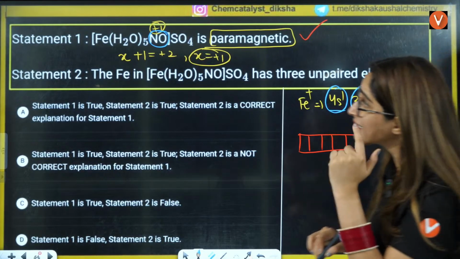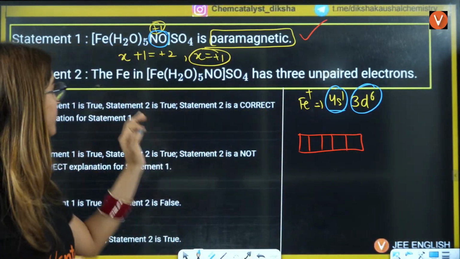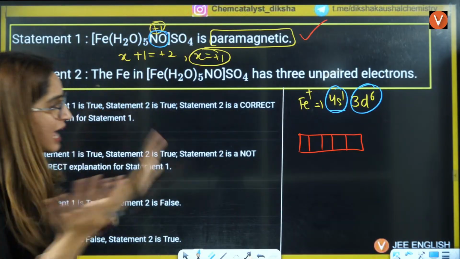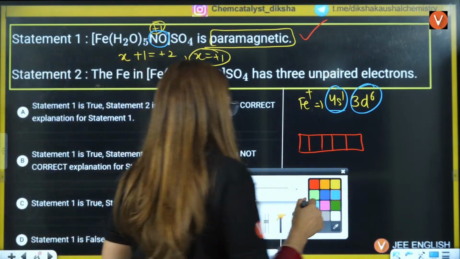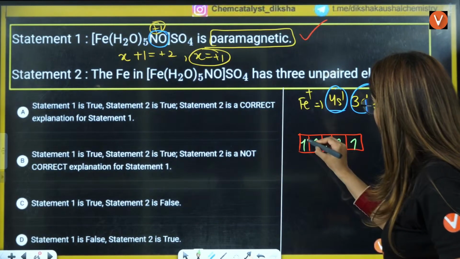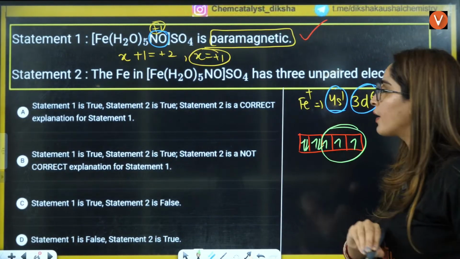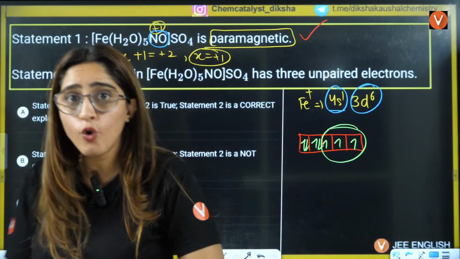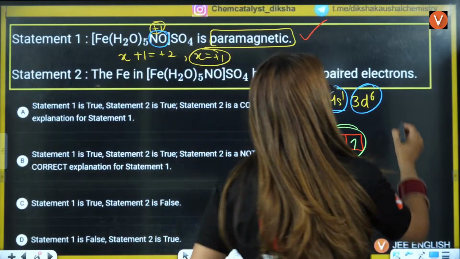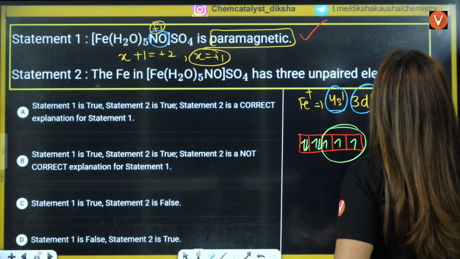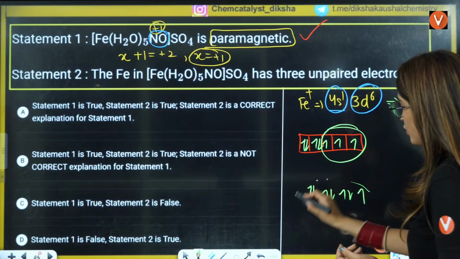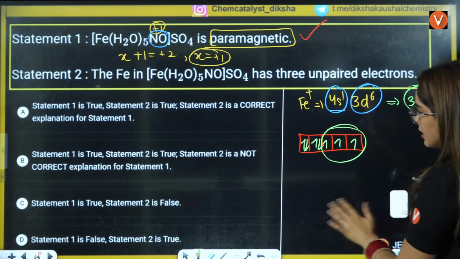But here what you will see, because of 5 ligands of water, it is not exactly going to cause the pairing like what I did here. Rather, it will cause the pairing like this: 1, 2, 3, 4, 5, 6, 7. That is how it is going to be unpaired. Got it? NO will take the electron from 4s and it will pair them up and it will conclude to be 3d7. But after that, it will not cause the pairing like 1, 2, 3, 4, 5, 6, 7. No. It will rather keep the electrons.